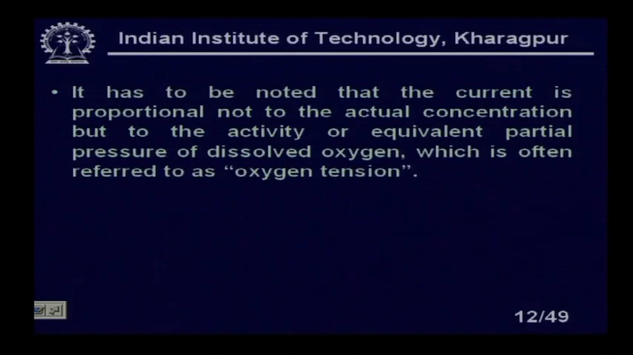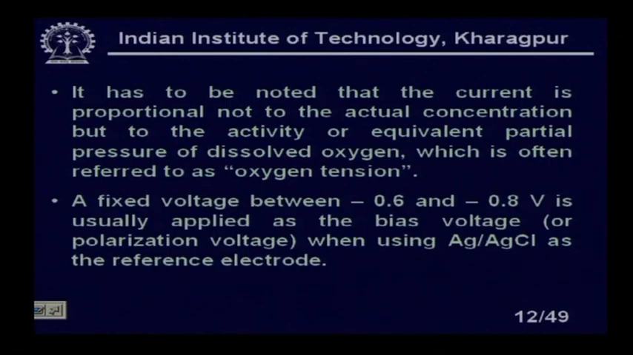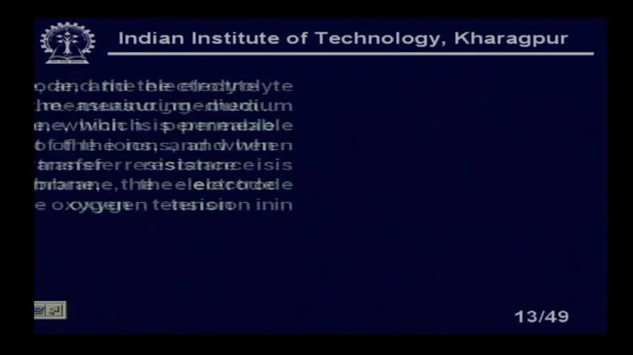It does not matter. So, if the partial pressure is high, the concentration also will be high, but it is due to the activity, the equivalent partial pressure of the dissolved oxygen, which is often referred to as the oxygen tension, right. A fixed voltage between 0.6 to 0.8 volt is usually applied as the bias voltage or polarization voltage when using silver chloride as a reference electrode, right.